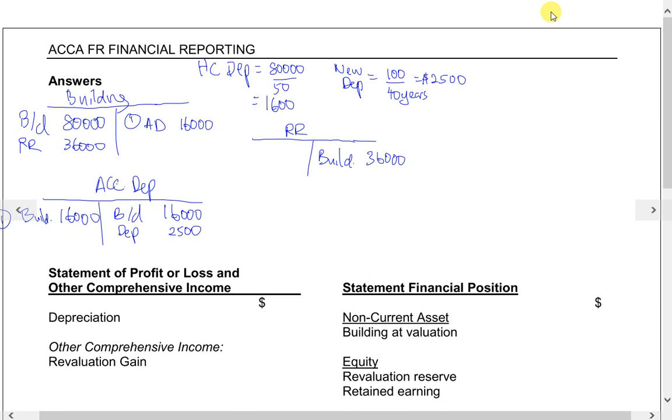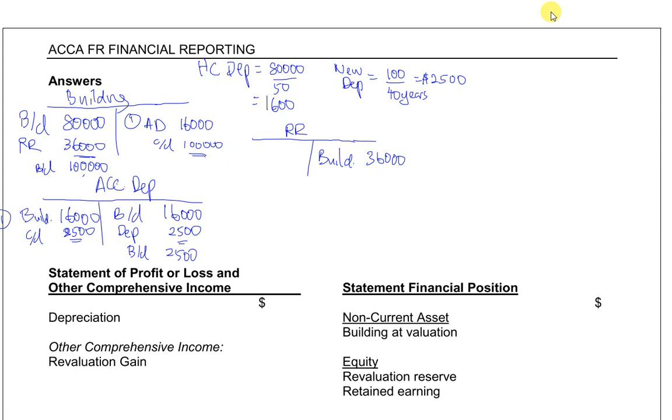So I should have a carry down, brought down of 100,000. Brought down 100,000. Accumulated will be carried down, brought down. To find what is my net book value: 100,000 minus 2,500. So the book value is 97,500.